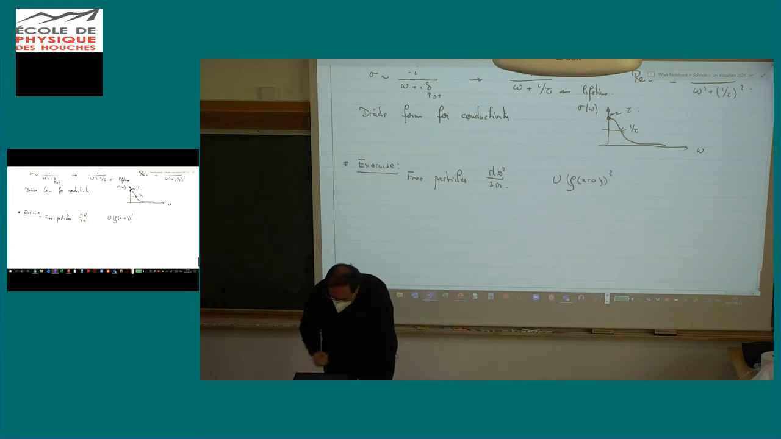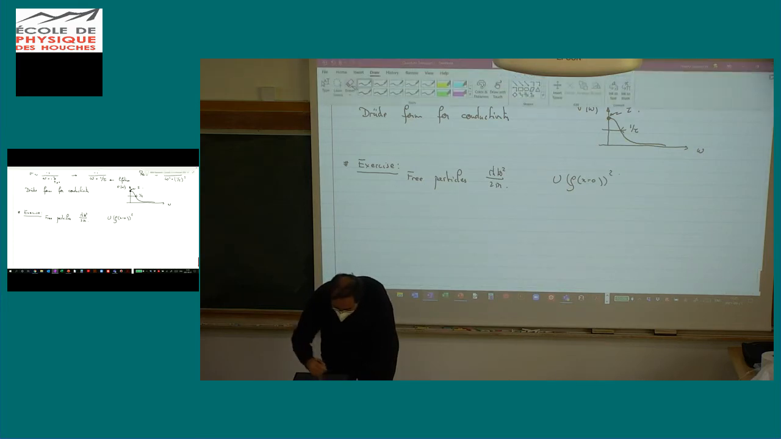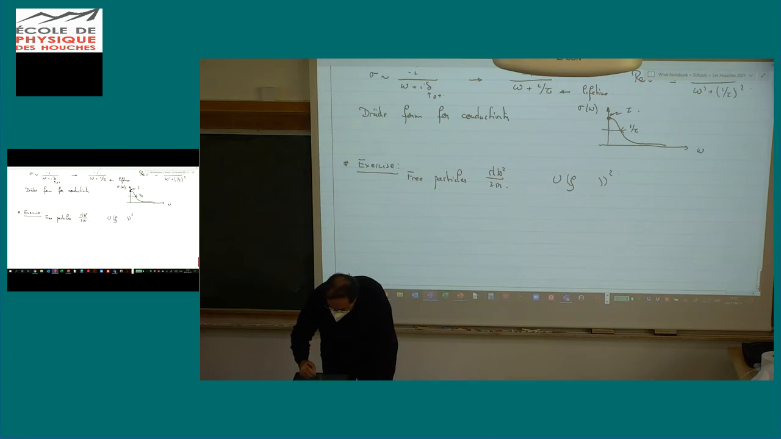This is the interaction. Or let's say, sorry, I shouldn't write it that way. I should write it better. I have contact interaction, so the interaction is the integral over dx of rho of x squared.